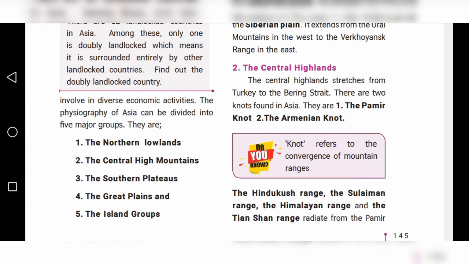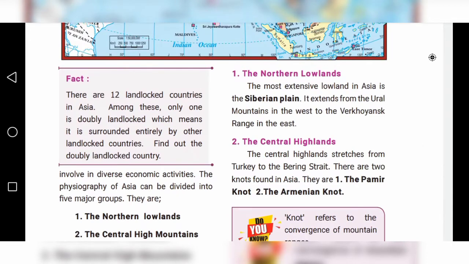The island groups, there are different types of islands present, that is Indonesia, Singapore, and so many islands are present, no? So the group of islands. Okay, now we have to see one by one. We have to see each heading, what are the important points or important things present. First one, the northern lowlands. The lowlands are called the Siberian plain.